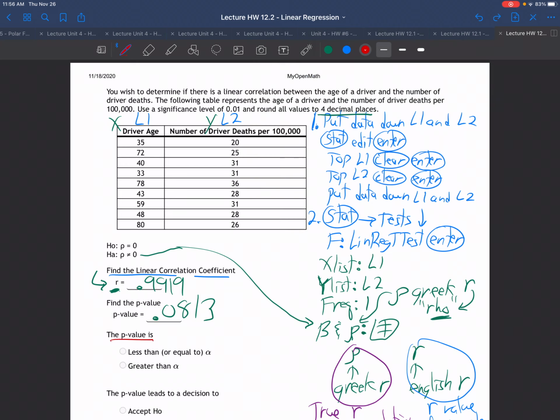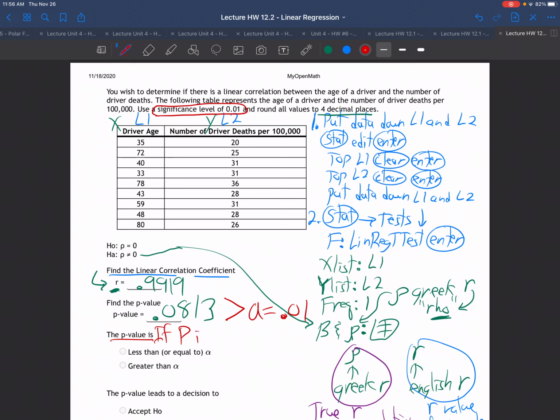That's the question. What was the alpha? Significance level 0.01, that's alpha. So the p-value is there. The alpha level is 0.01. So how does the p-value compare to the alpha? The p-value is greater, isn't it? 0.08 is greater than 0.01. So you know this thing.